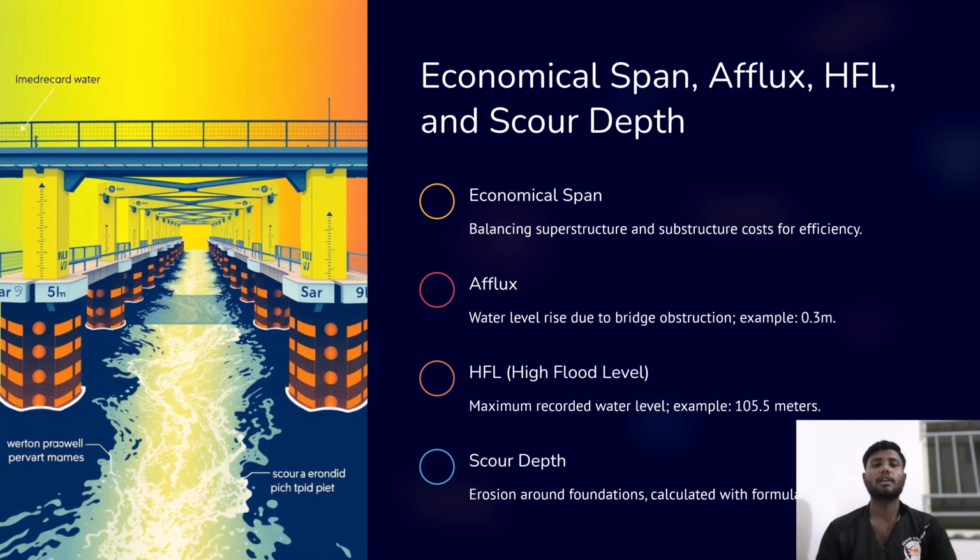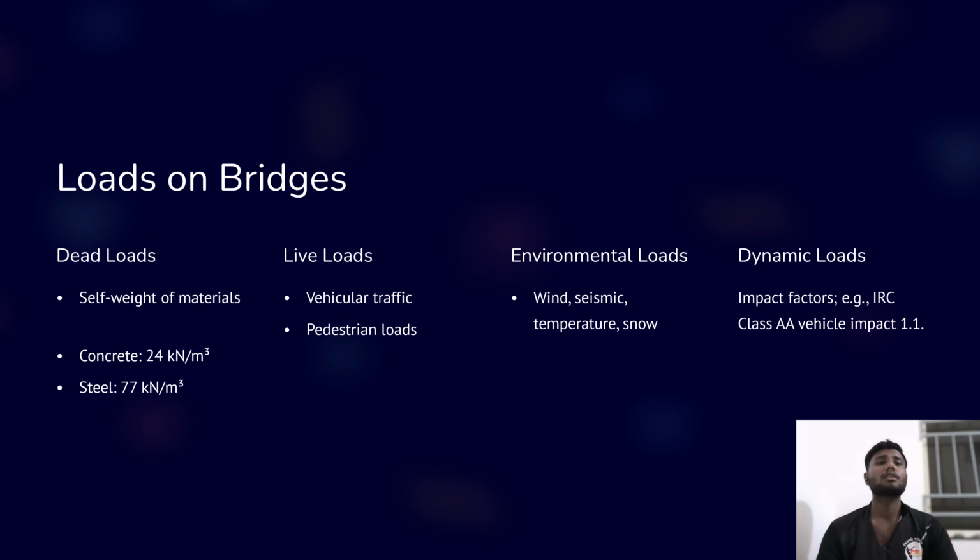Third one is HFL, high flood level. In a high flood area, it is the maximum recorded water level, for example 105.5 meters, in areas where flooding occurs in many seasons. So HFL is the high flood level. And scour depth is the erosion around the foundation, calculated with a formula. Next one is the loads on the bridges.